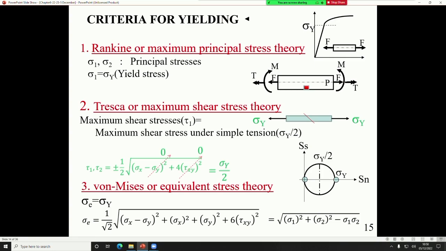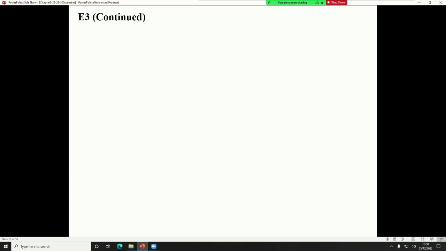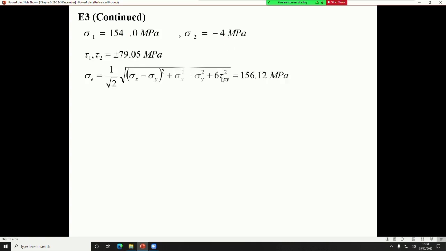Okay, now we move on to question number three. The problem is asking us, this is what we did last week, and I showed you using Mohr's diagram as well: the maximum principal stress, minimum principal stress, the maximum and minimum shear stresses, and the von Mises stress, 156.12. Now, if the yield stress or safe stress of the material, say, is 160 megapascals, the problem is asking us whether the material fails at this position or not.